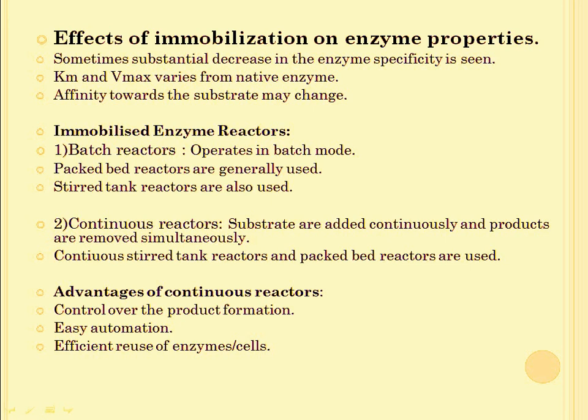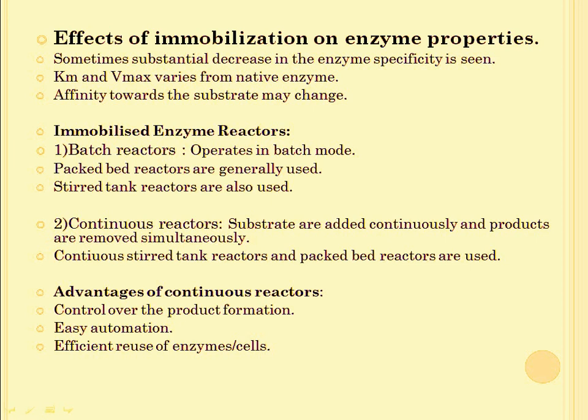The immobilized enzyme reactors include batch reactors, which operate in batch mode. Packed bed reactors are generally used because of the conjugation which is done between the enzyme and the substrate and the membrane. Stirred packed reactors are also used for a proper reaction to occur. Continuous reactors are used in which the substrates are added continuously and products are removed simultaneously. Examples include continuous stirred reactors and packed bed reactors.